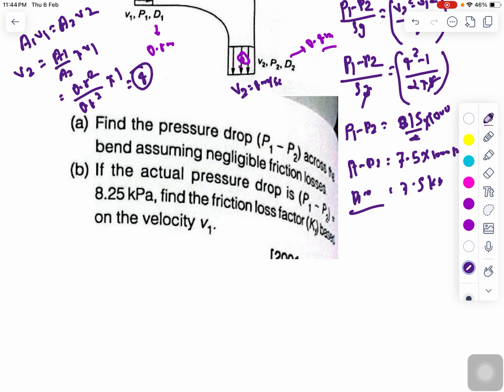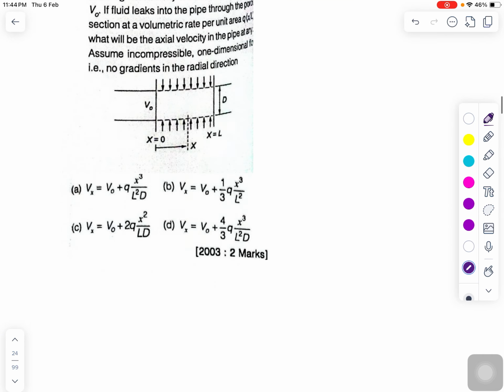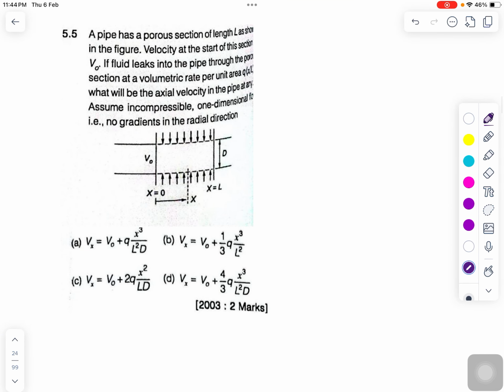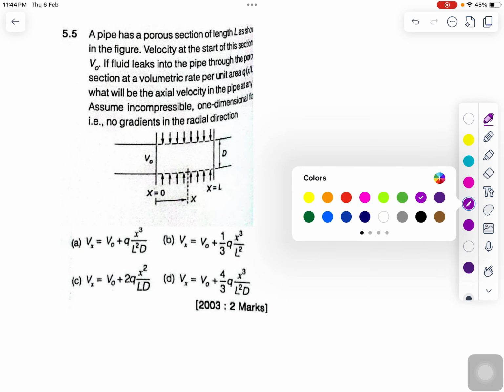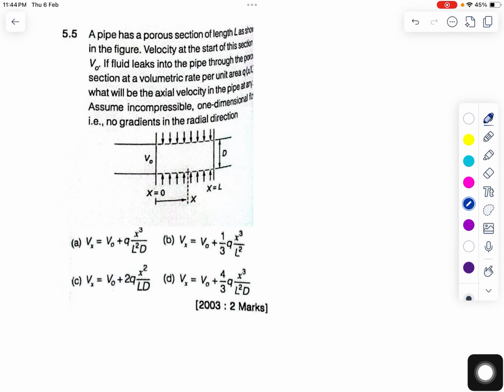Okay, great. After that, I'll be moving towards the next question. This question has been asked in GATE 2003, and this is a really good question to understand how you can apply the mass balance in this particular kind of problem. So let's say a pipe has a porous section. You can see this pipe is there, and after that, okay, this pipe looks like that, having a porous section.